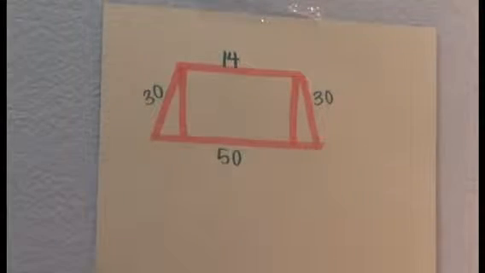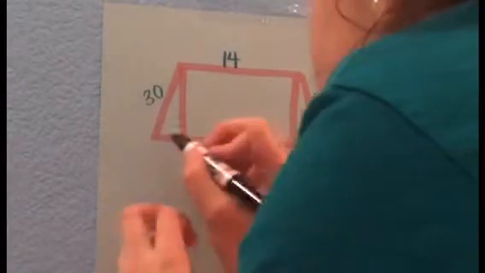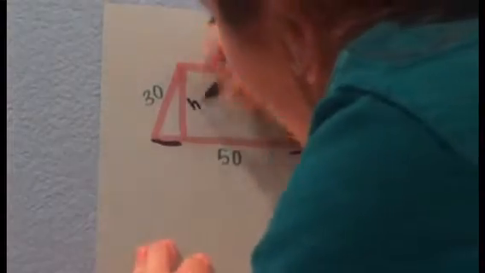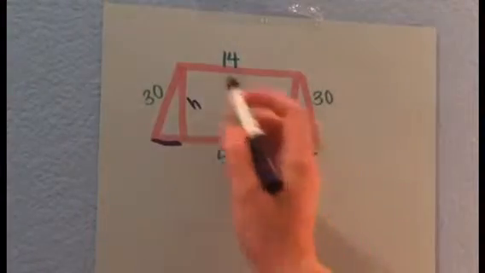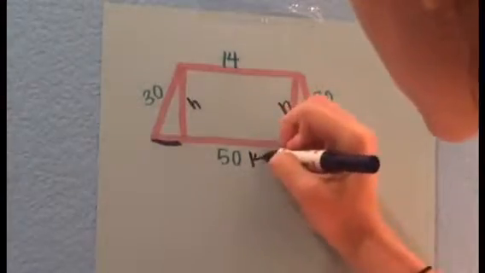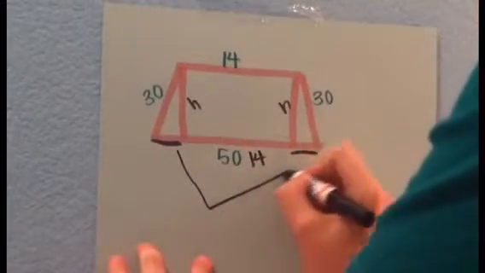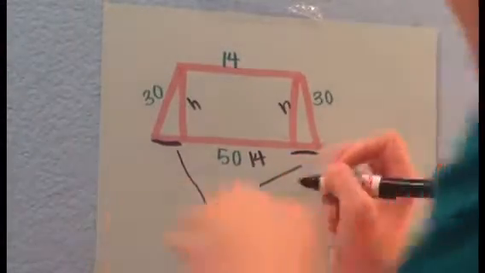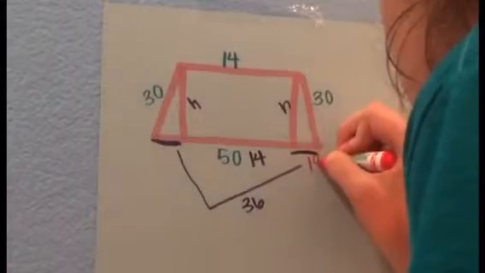So in this problem, we are working with an isosceles trapezoid. So first, we need to find these sides, and we can also call this x for the height. So we know this is 14 because those two parts are congruent since this is an isosceles trapezoid. So to find these two parts, we can do 50 minus 14, which gives us together 36. And if we divide that by 2, since they're congruent, it gives us 18 for both sides.